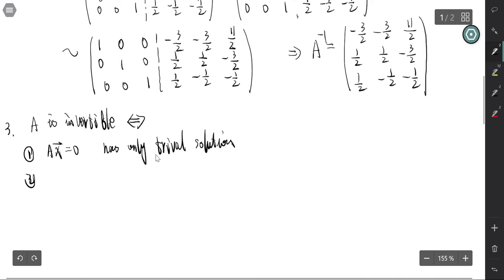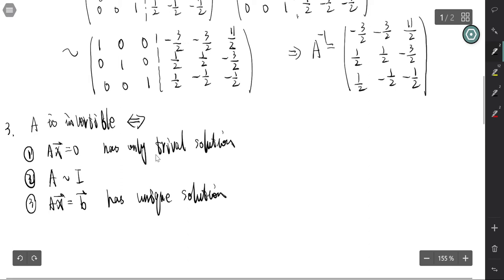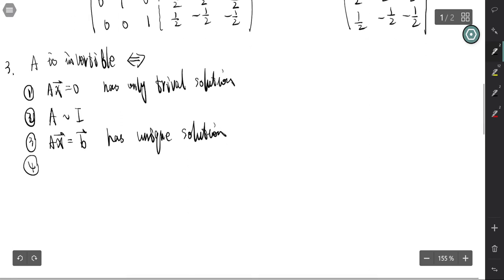The second one, by the computation before, we know that A can be reduced to the identity. The third one is Ax equals B has unique solution. The fourth condition, all those conditions are equivalent: the determinant of A does not equal 0. The fifth, that is the rank of A is N.